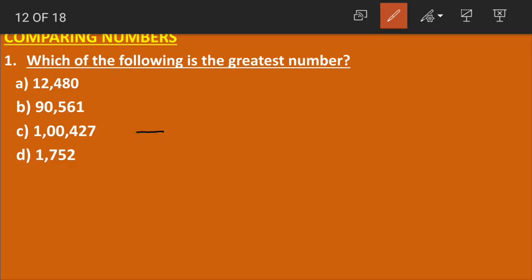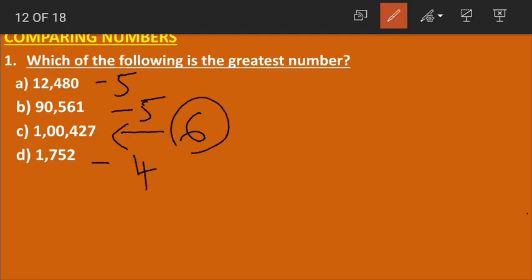Yes, this is the largest number here. Why? Because if you look at the number of digits, A has 5 digits, B has 5 digits, C has 6 digits and D has 4 digits only. Now, which number has the greatest number of digits? Option C. So, option C becomes the greatest number. Okay, children?